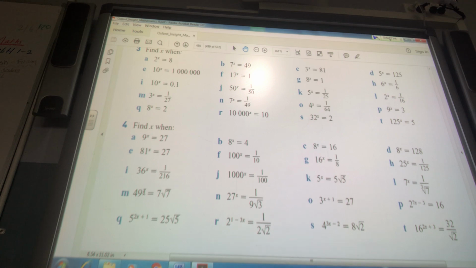So 9 is 3 to the power of 2. So you can change the whole thing to 3 to the power of 2x. Also, do I put it to the power of 2x equals 3?